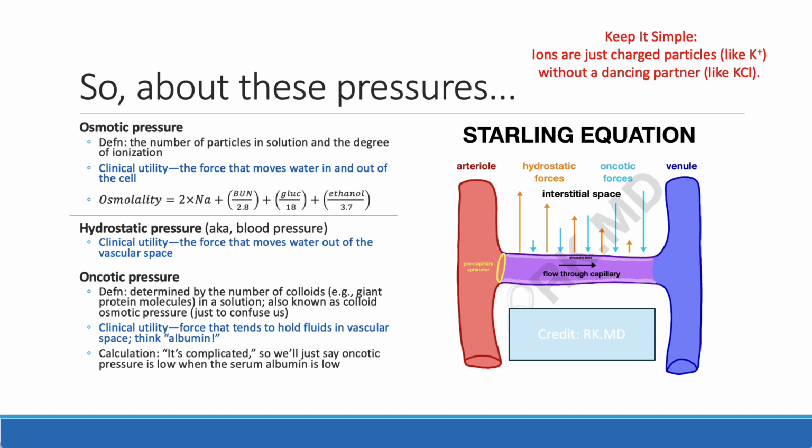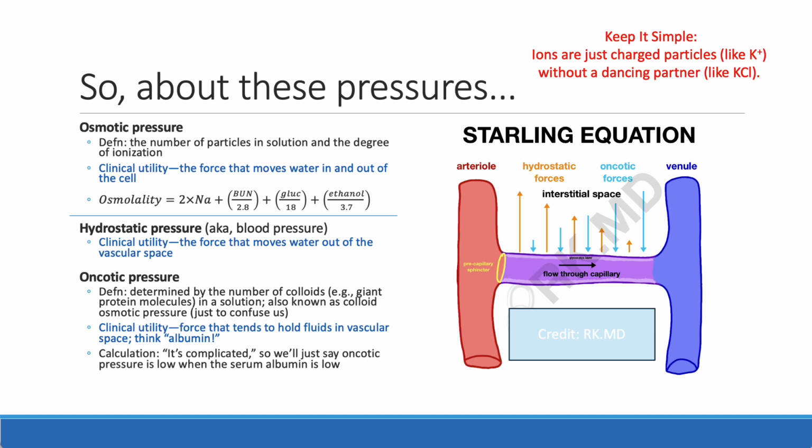So let's just think about osmotic pressure, which we just talked about before. It is the number of particles in solution and the degree of ionization, right? The number of particles that are in solution, whether we're talking about in the cell or in the extracellular space or in the bloodstream, whatever we're talking about, that's osmotic pressure. It's the pressure that is exerted by the concentration of stuff. We'll say ions here.